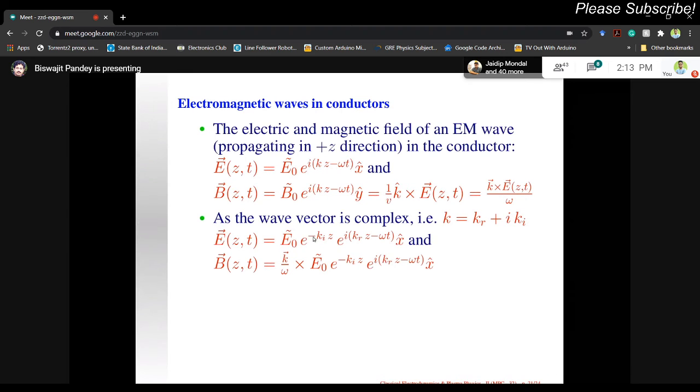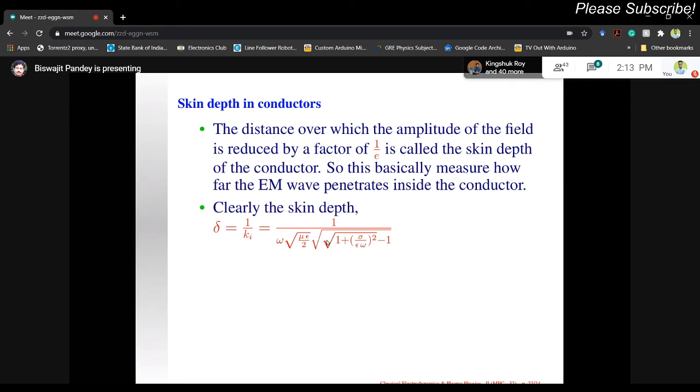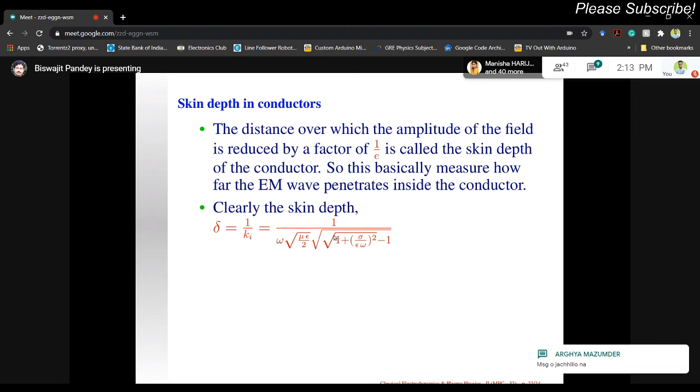So I can write e to the power minus z by delta, where delta equals 1 by ki, and this delta is called skin depth. Since we have already obtained the expression for the imaginary part of the wave vector, we can simply put it here and analyze the situation. So this is the skin depth delta for any conductor, and you see the presence of the terms omega, mu, epsilon, and so on.